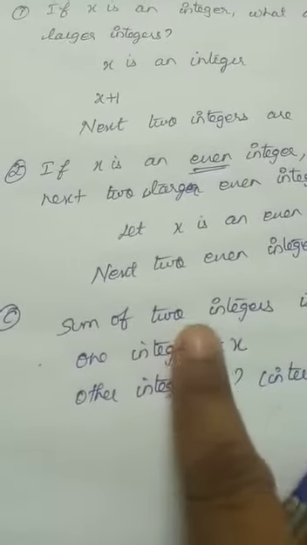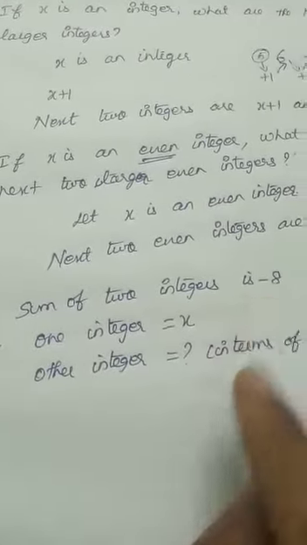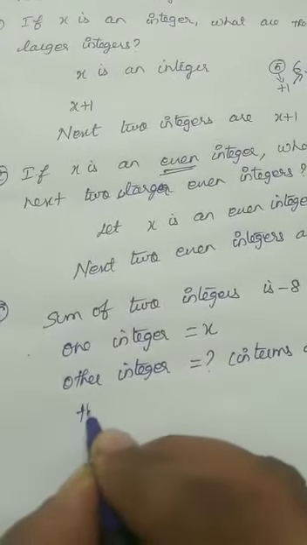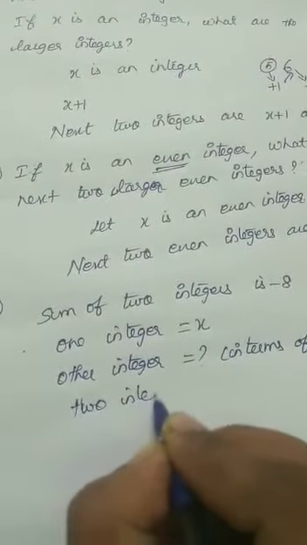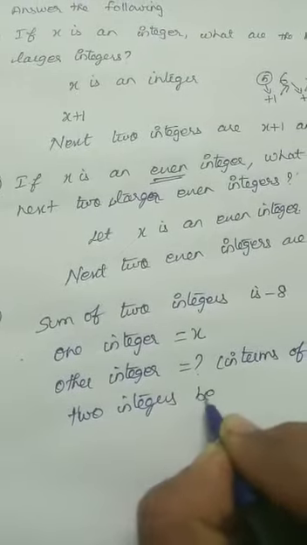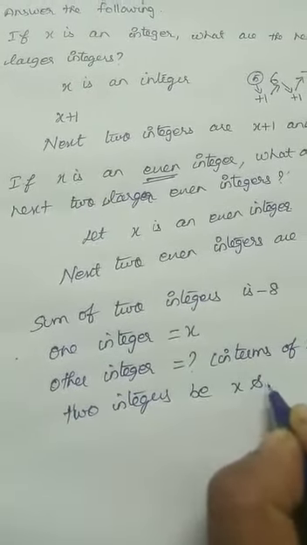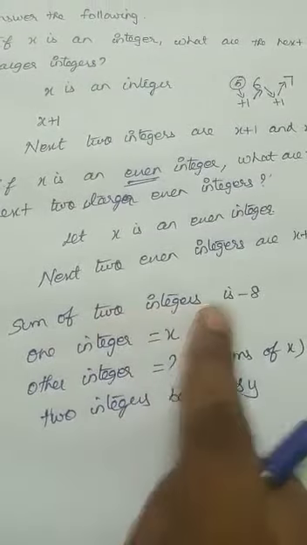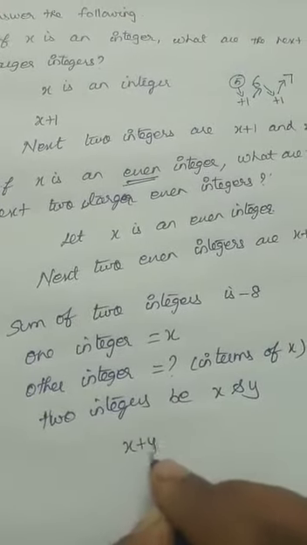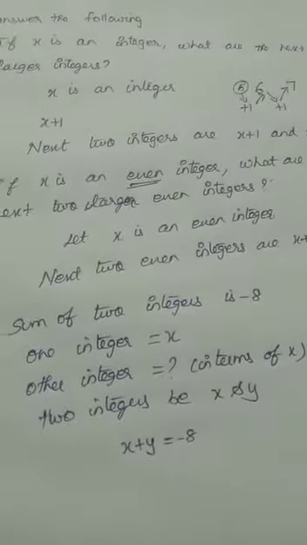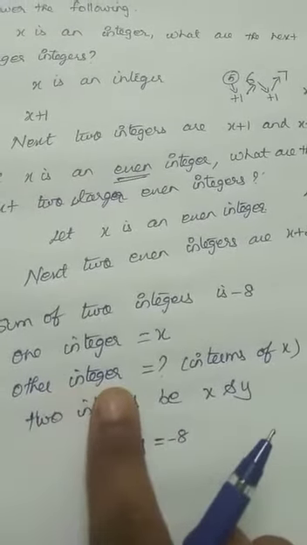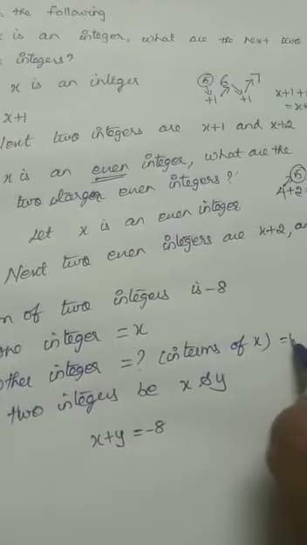Already one clue is there. What is that clue? Sum of two integers is minus 8. So let me take the two integers to be x and y. Now the sum of two integers: x plus y is equal to minus 8. I want to find the other integer, isn't it? The other integer is y, which we have taken.